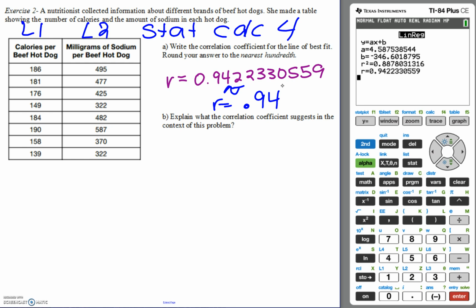For the second part, instead of writing it out, I'm just going to explain what it means. So explain what it suggests in the context of the problem. So that 0.94 is just basically stating that the line is a good model, it's a good fit, which shows as the calories increase, so does the milligrams of sodium. So there is a strong relationship because the 0.94 is close to 1. And again, it suggests that as the calories of beef hot dogs increases, so does the milligrams of sodium per beef hot dog.